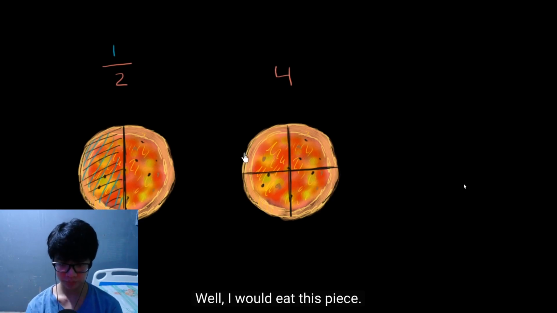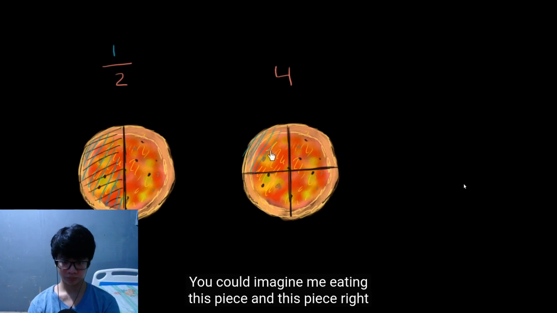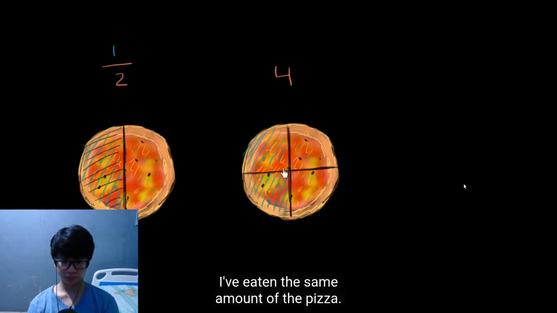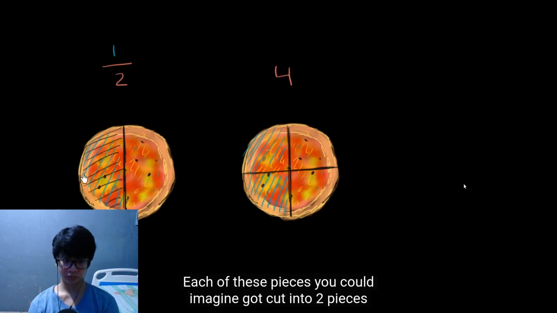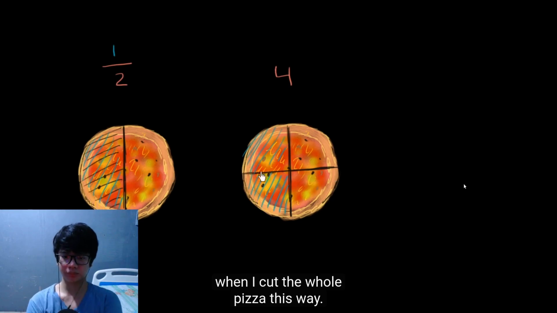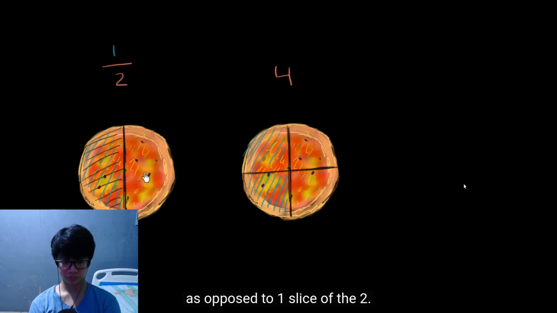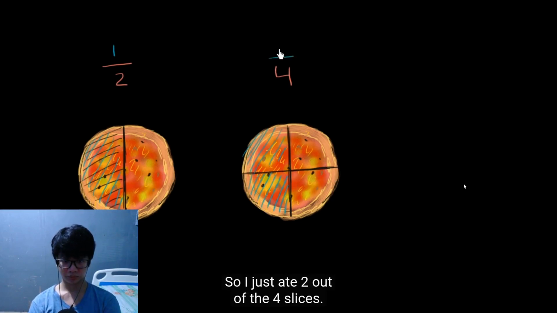Well, I would eat this piece. You could imagine me eating this piece and this piece right over here. I've eaten the same amount of the pizza. Each of these pieces got cut into 2 pieces when I cut the whole pizza this way. And so now I have to eat 2 slices of the 4 as opposed to 1 slice of the 2. So I just ate 2 out of the 4 slices.